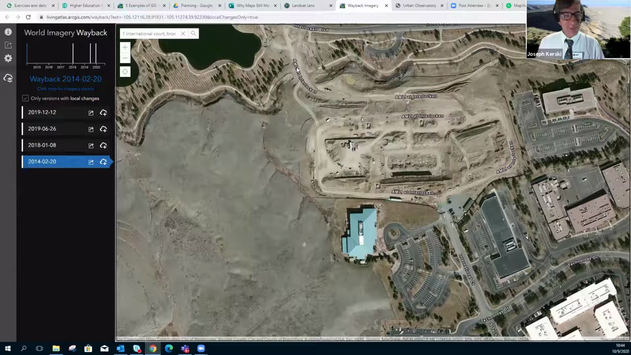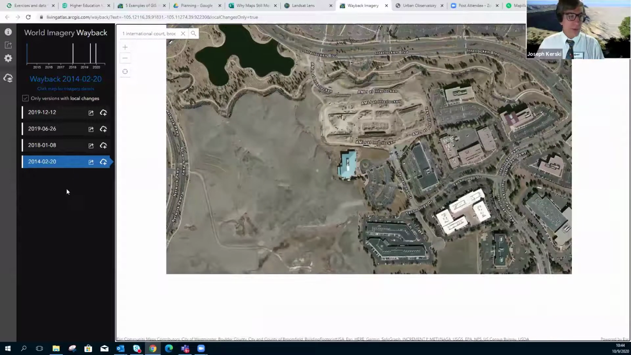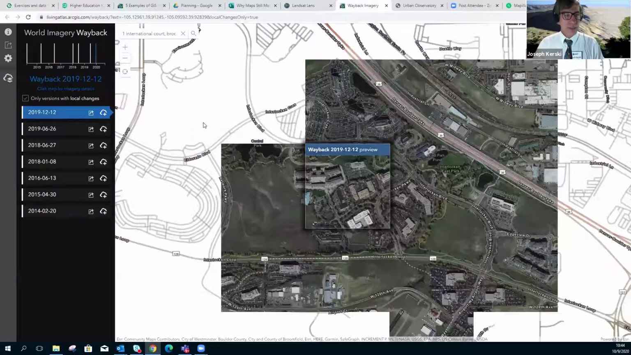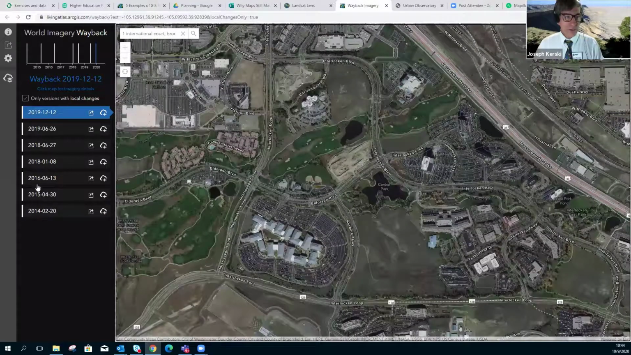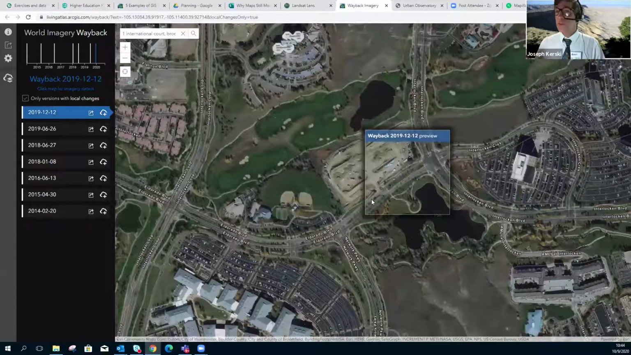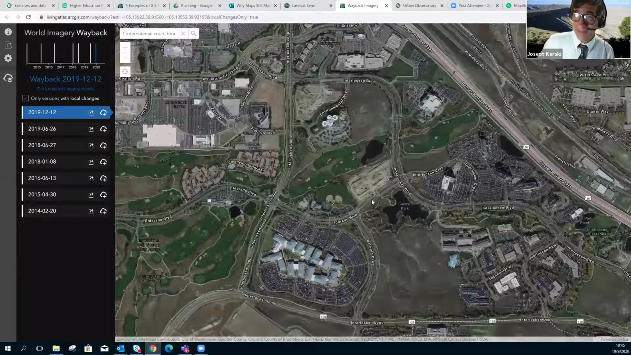Admittedly, it's a nice view and it'd be a nice place to live. So that's up at Interlocken in Broomfield. You can see US 36 off here to the north. So 2014 to 2019, some changes. You can also see a new building going in, a new office building in this case over here, between those 2 years. So you can do the same thing for your own neighborhood. What's changed, or a neighborhood that you grew up in.